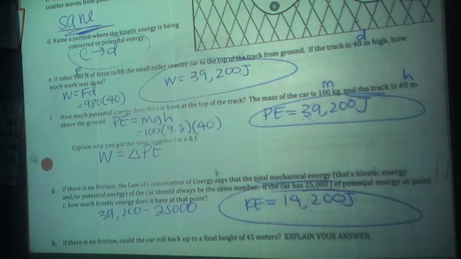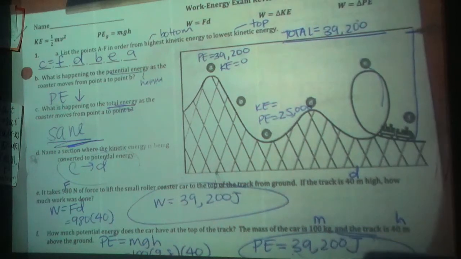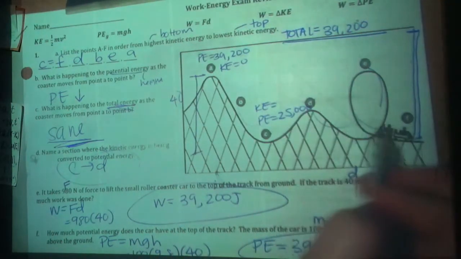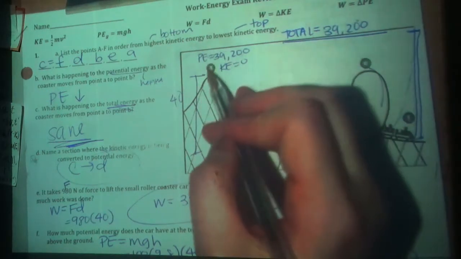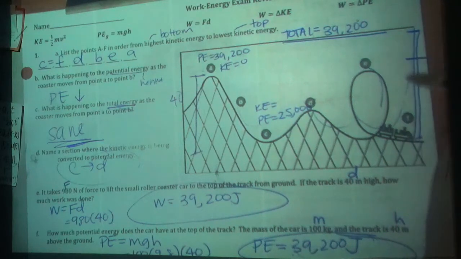H is saying if there's no friction, is it possible for the roller coaster to roll up to a height of 45 meters? Well, let's think about it. It's starting at 40 meters, and it's starting from rest. It's just let go. So it would be impossible for it to go up to 45 meters because the highest it can go, if it's starting from rest at 40 meters, is to go just to the 40 meters on the other side. Because energy has to be conserved.